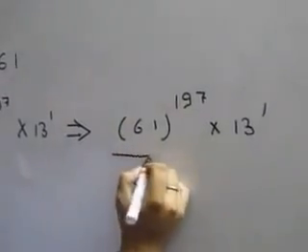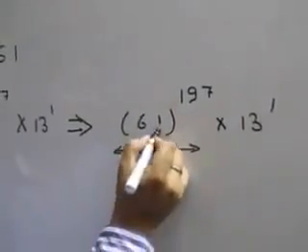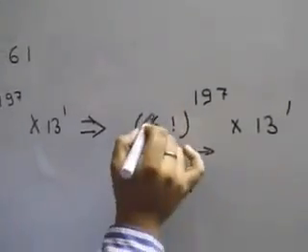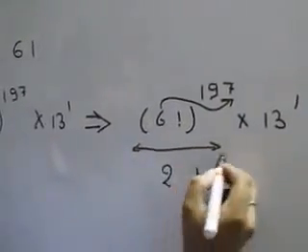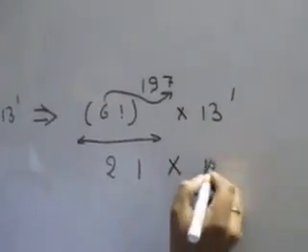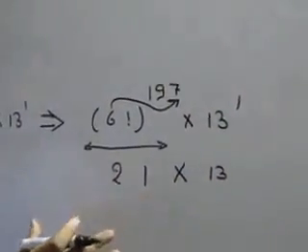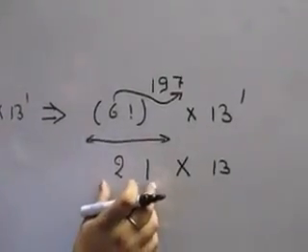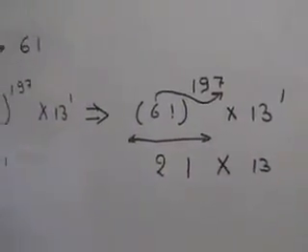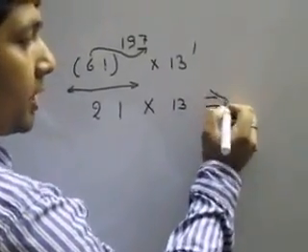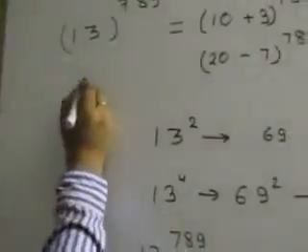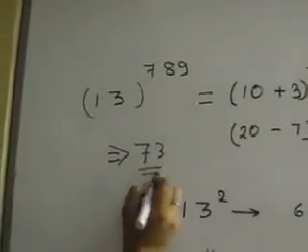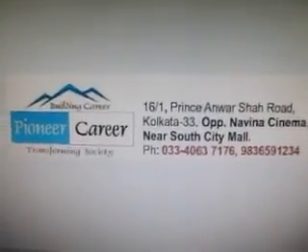We have seen the last two digits of this particular expansion are quite easy to find. The last digit must be 1. The second last digit is given by the product of 7 and 6, which is 42, so 2. So the last two digits are 21 times 13. So the last two digits of this particular expansion are given by the last two digits of 21 times 13, and that is equal to 73. Hence the last two digits of the given expansion, 13 to the power 789, will be equal to 73. Thanks for watching the video.